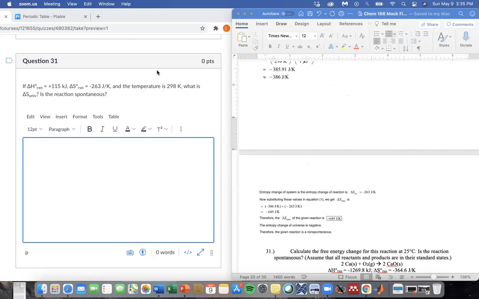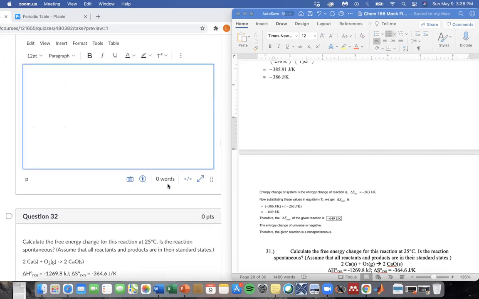And so this reaction would be super non-spontaneous because the delta S of the universe is really negative, which would mean that delta G was really positive and would give you a non-spontaneous reaction because the universe is actually getting more ordered from this reaction.